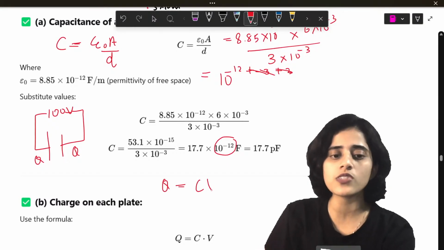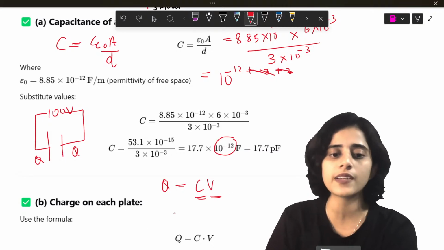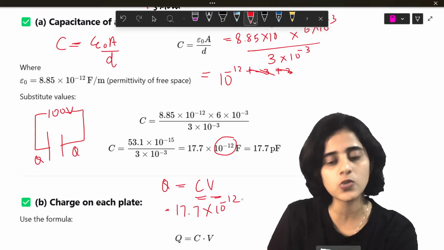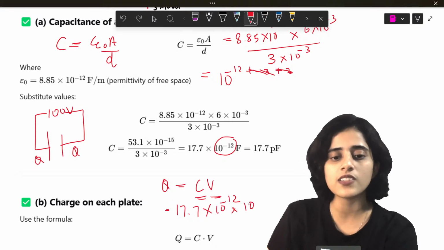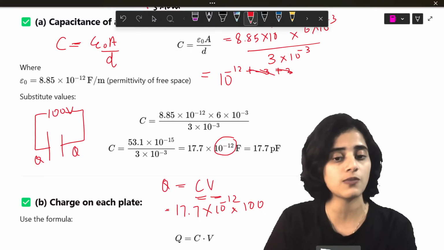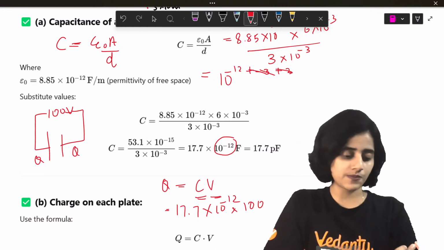Q is equal to C into V. I know C, I know V is 100. I just multiply. So this is 17.7 into 10 raised to minus 12 is my capacitance, into 100. So it's going to be 1.77 into 10 raised to minus 9, which is 1.77 nanocoulombs.